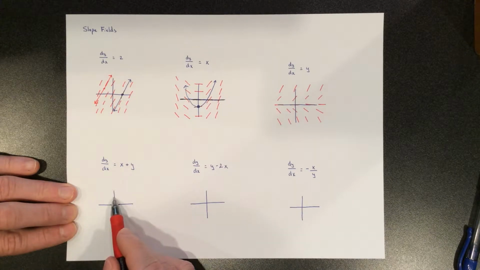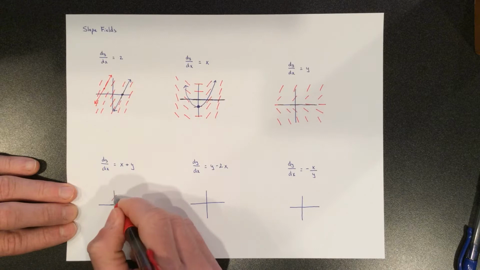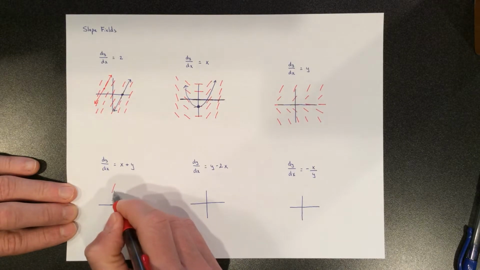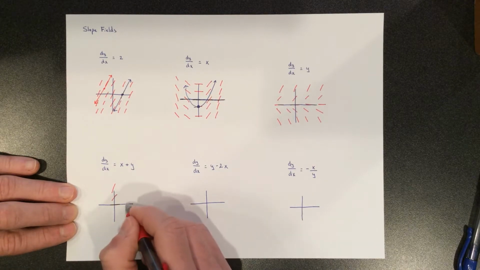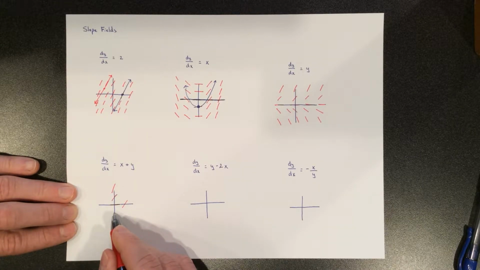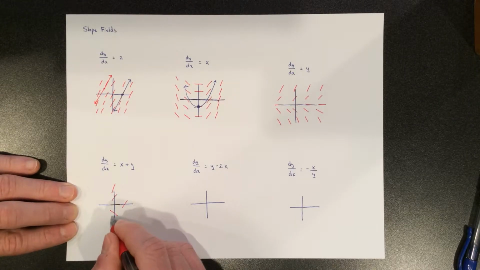And let's go up here. This is when x is 0 and y is 1. Well, 0 plus 1 is 1, so let's draw a slope of 1. Let's let x still be 0 and y be 2, so I need to get steeper. Okay? How about over here? When x is 1 and y is 0, that's a slope of 1. What about here? The x is 0, y is negative 1, so that's a negative 1 slope, and then a negative 2 slope.